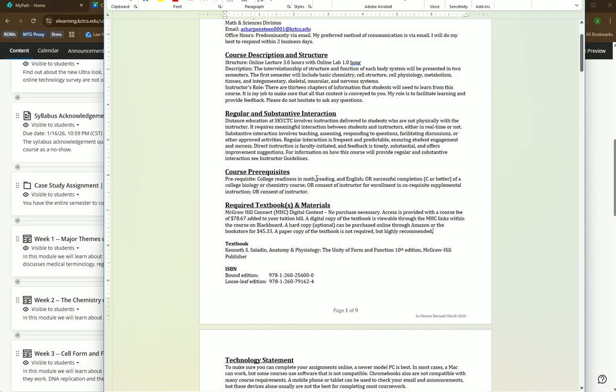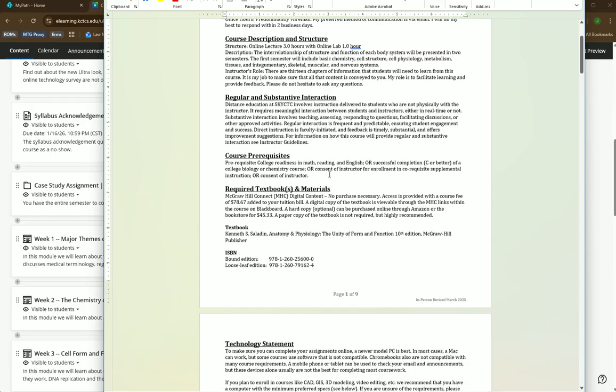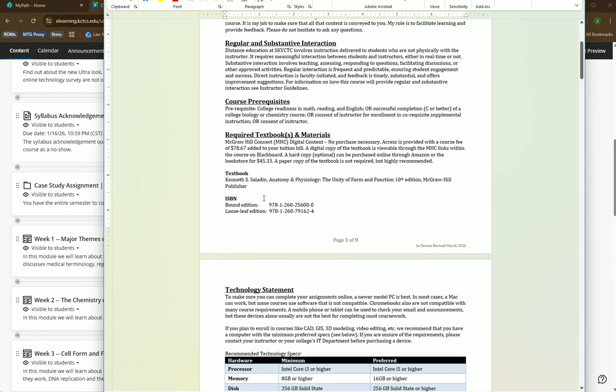Prerequisites: if you're in this class, you have completed your prerequisites, so we won't go into that. Required textbook and materials: we are using McGraw-Hill Connect. You don't actually have to buy anything. It's already lumped into your course fee within your tuition. If you did want the actual physical copy, here's the ISBN number for the bound edition and the loose leaf, and that is the textbook that we are going to be working under this semester.